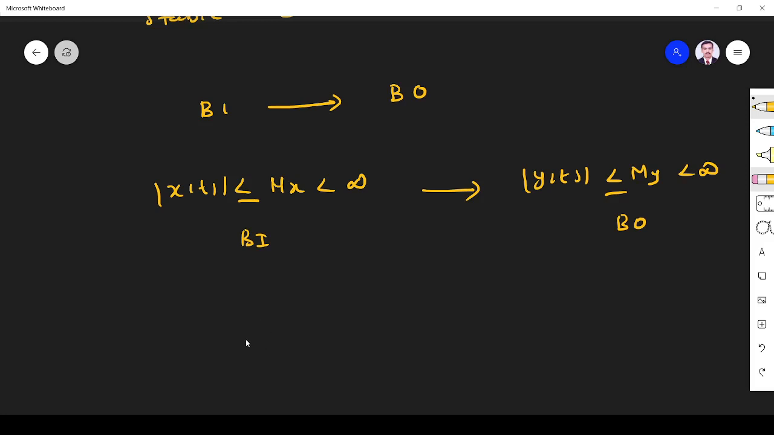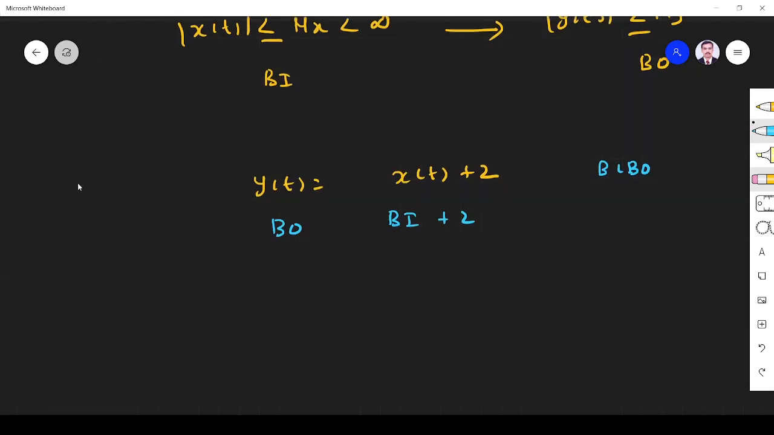Here you see y of t is equal to x of t plus 2. If x is some finite value, bounded input plus 2, finite plus 2, you will get bounded output only. So it is a BIBO stable system. Simply, how can I find it? At any point of time, when t tends to infinity, y of t should be finite.